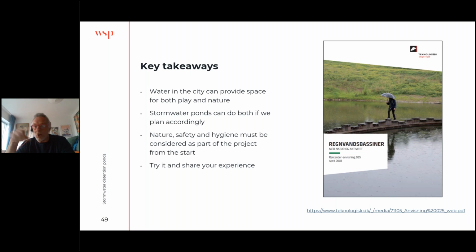But normally, if we open an area for swimming, it wouldn't be a detention pond, and we would measure the water quality. We do that in swimming lakes. We don't do that in detention ponds.